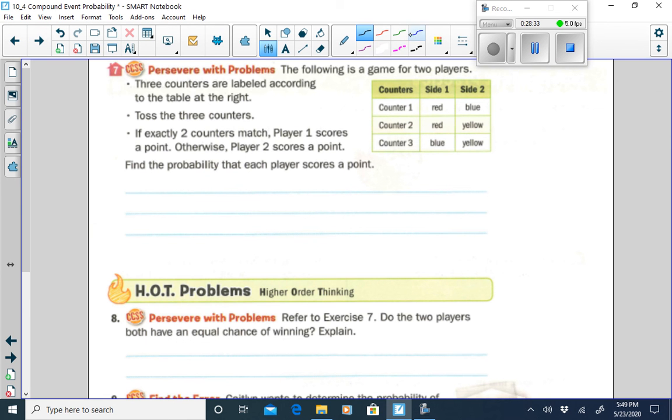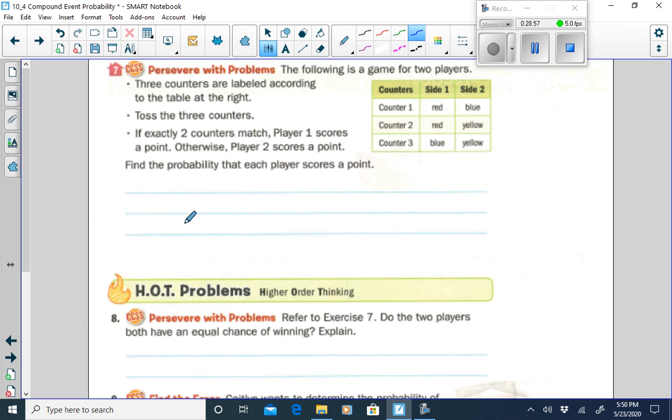Some tougher problems. 3 counters are labeled according to the table at the right. Toss the 3 counters. If exactly 2 counters match, player 1 scores a point. Otherwise, player 2 scores a point. Find the probability that each player scores a point.